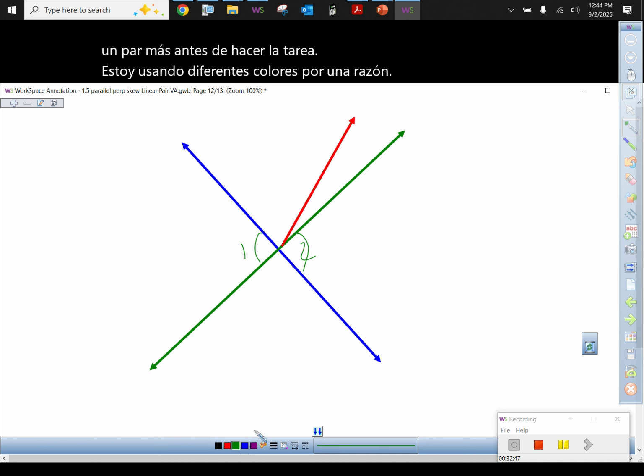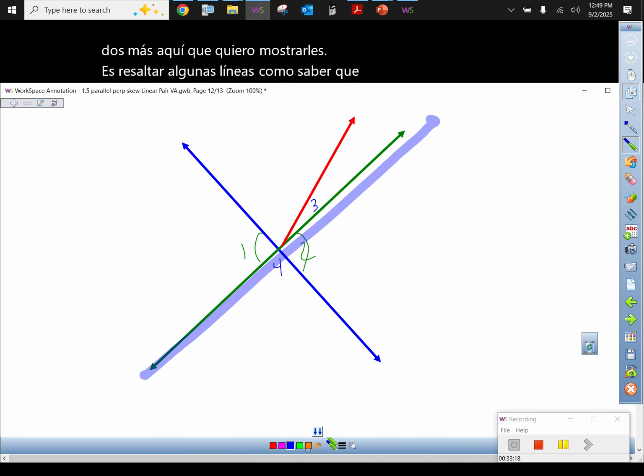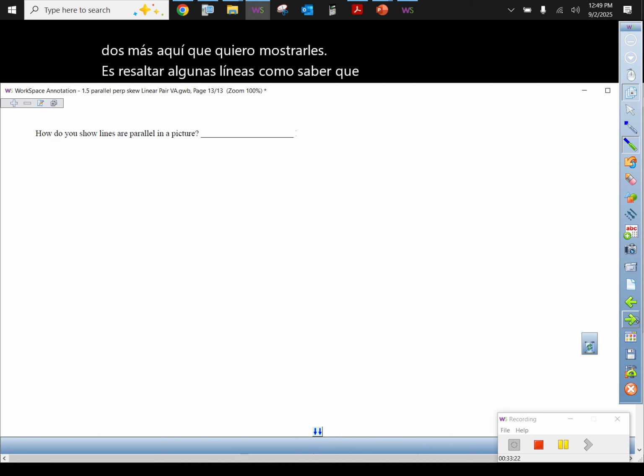Hey, question here. Angle 3 and angle 4. Are those vertical angles? Kinda, but not really. Is the red thing a line or a ray? It's a ray. So my advice, when the pictures get complicated, is highlight some lines. That's a line, and that's a line. And if you make some lines across the way from each other, those are totally vertical angles.